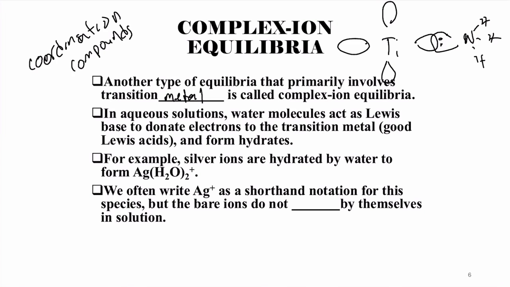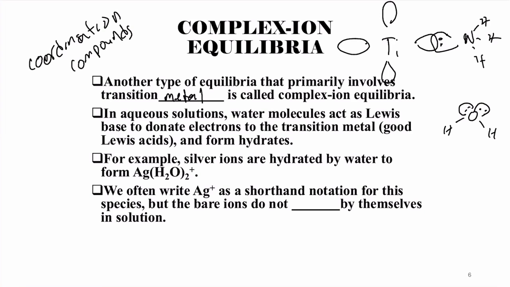And so in aqueous solutions, water molecules act as Lewis bases to donate electrons to the transition metal, right? So the water molecule has something that looks like this, and these lone pairs act as Lewis bases. And we'll talk more about that when we talk about acids and bases. When they donate these lone pairs to the empty d orbitals of these transition metals, they form these complexes.